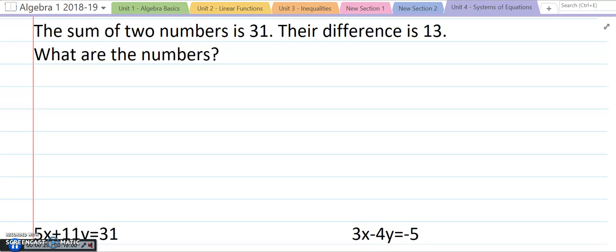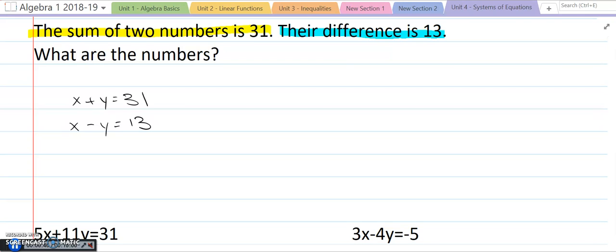So two big things are happening here. One, you have a story problem, two variables, two equations. Easy to spot that. I'll go ahead and give those to you. x plus y equals 31 and x minus y equals 13.